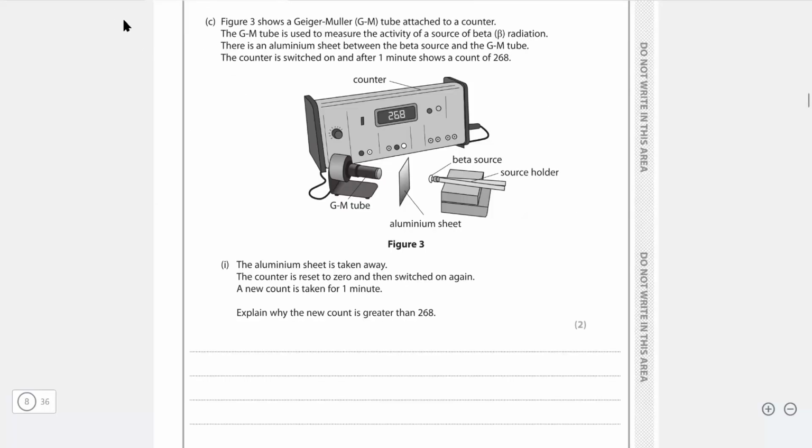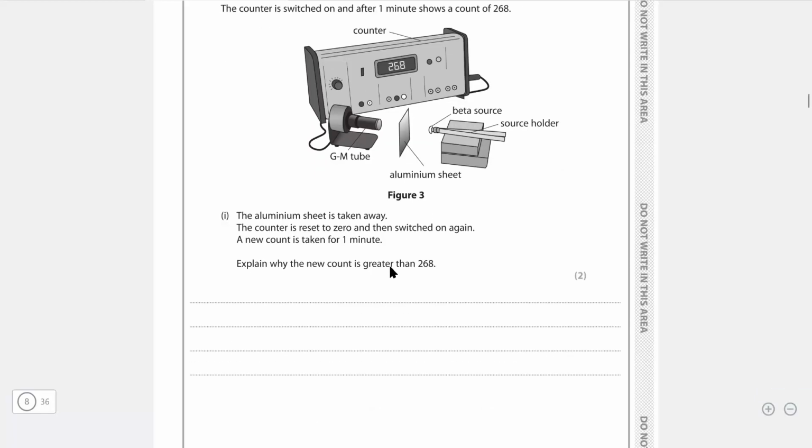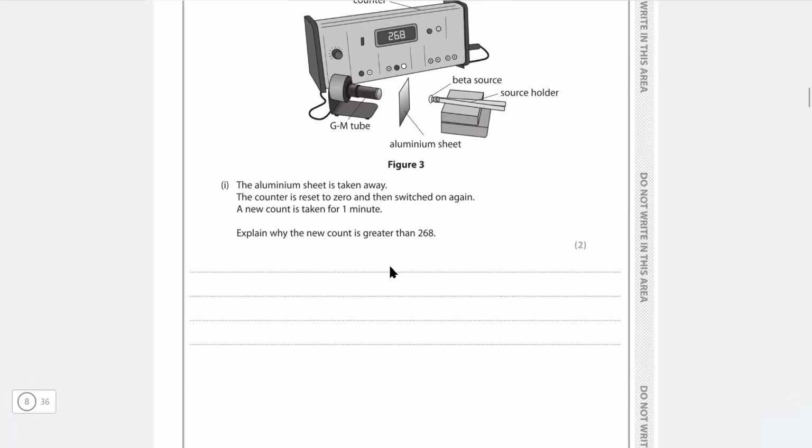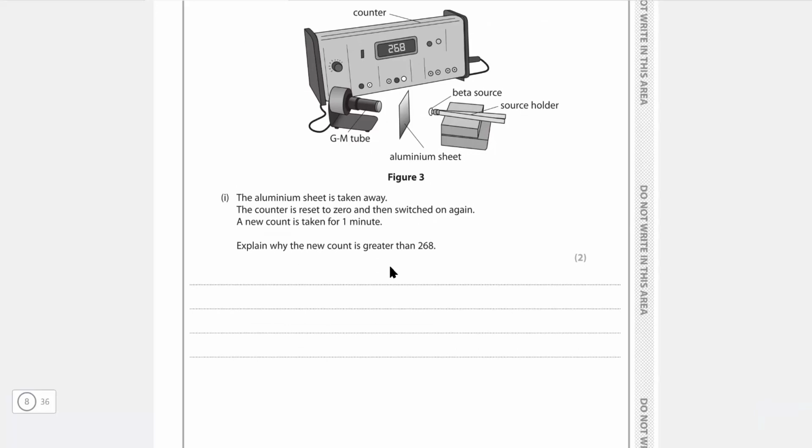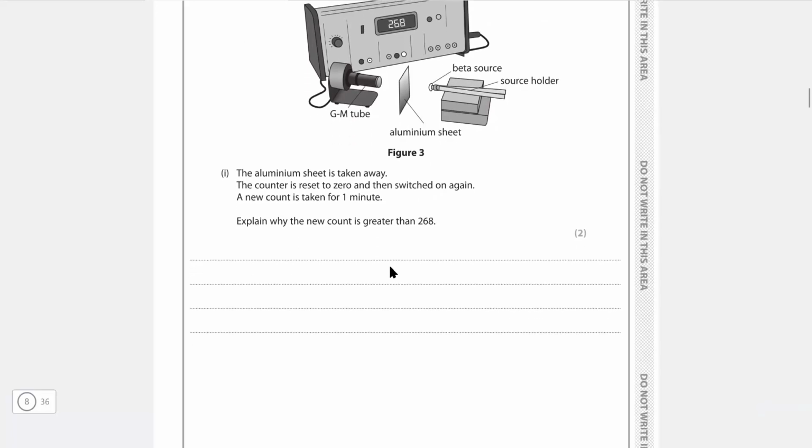Okay, next one. Figure 3 shows a Geiger-Müller tube. So this is just here. And that is used to measure the activity of a beta source. The counter is switched on, and after 1 minute, it shows a count of 268 particles. So what we do is we remove the aluminium sheet. Counter is reset to zero and then switched on again. A new count is taken for 1 minute. So the time is the same, 1 minute each. Explain why the new count is greater than 268.